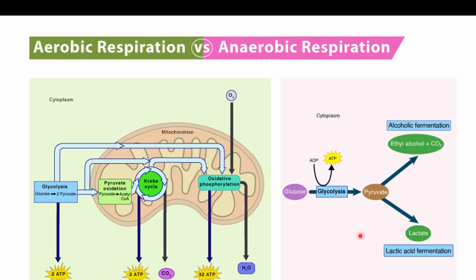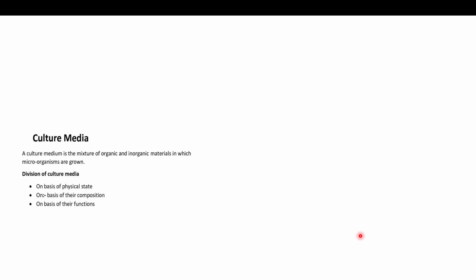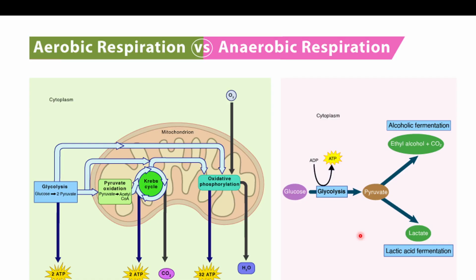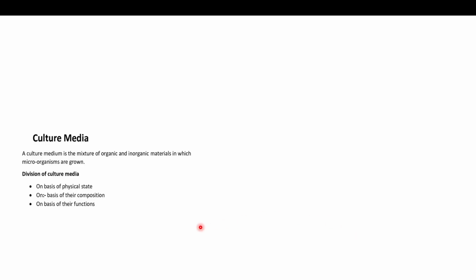Now, this was about the metabolic reactions happening in the body, in the cell. Now, when we talk about growing microbes, how do we harvest microbial cells, whether mammalian cells, yeast cells, or bacterial cells? You have to provide them the appropriate nutrient conditions. Okay, so that is what is called culture media. So culture medium is the mixture of organic and inorganic materials in which microbes are grown.